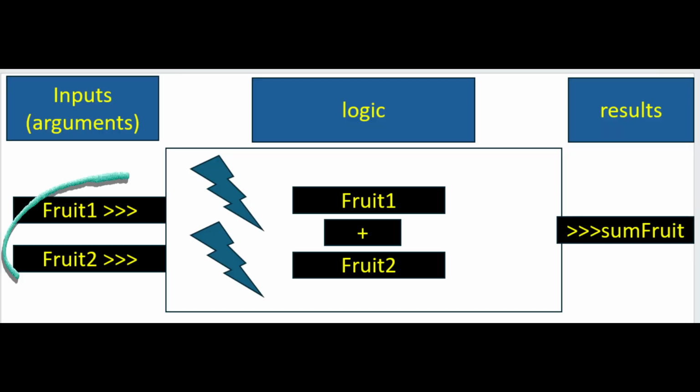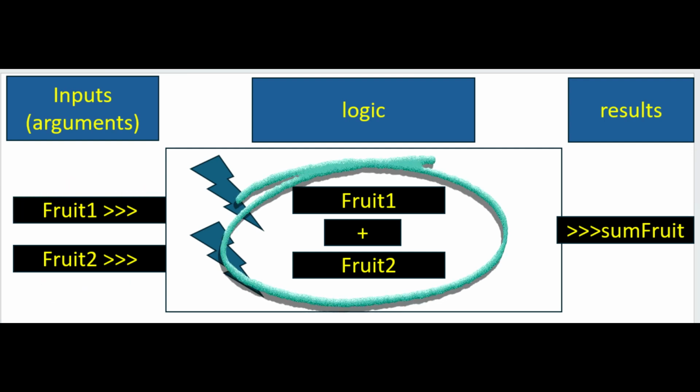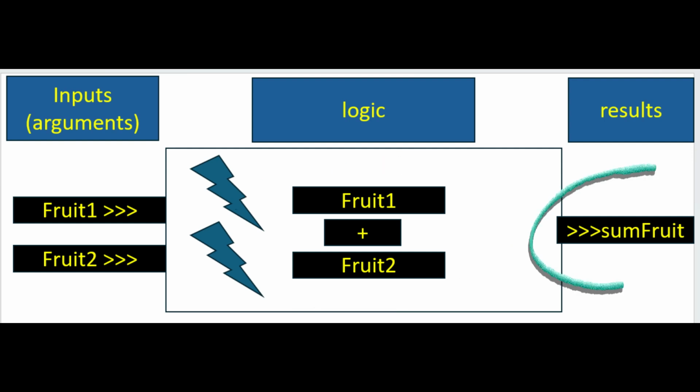Here's a graphical depiction of what's happening. The function is expecting two inputs, fruit1 and fruit2. Next, it performs some logic, in this case, simply adding the two inputs together. Finally, the function itself is set to the value of this operation, SumFruit.